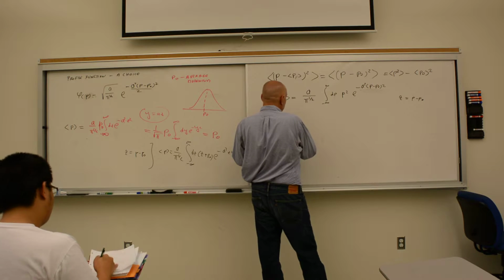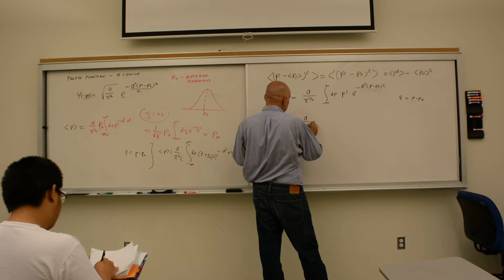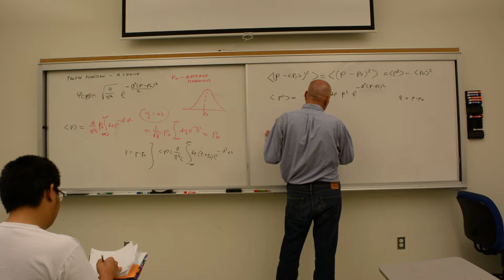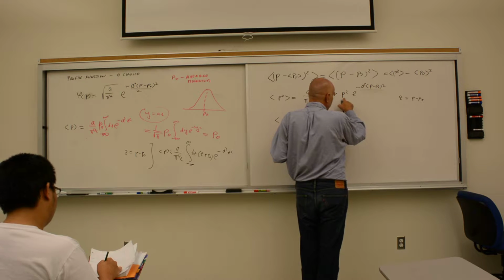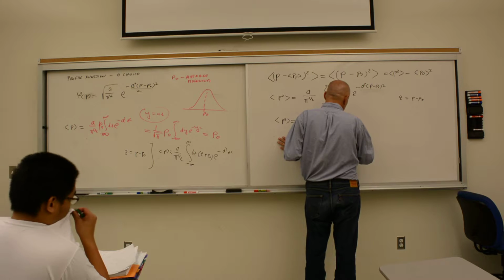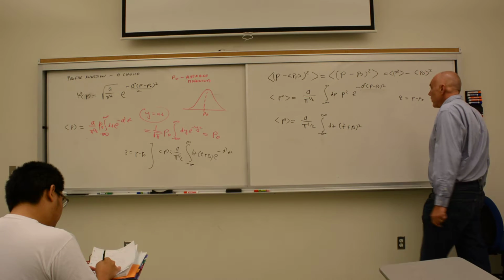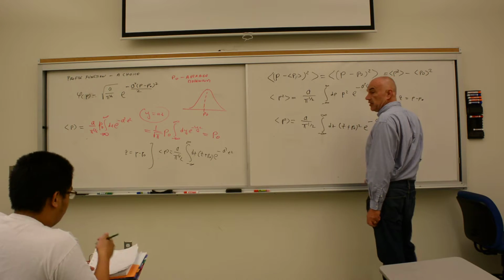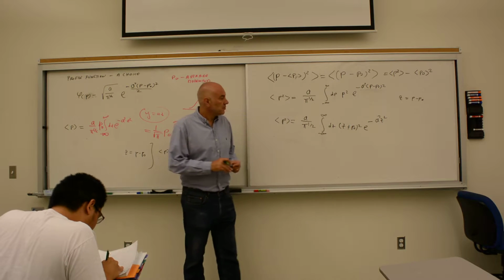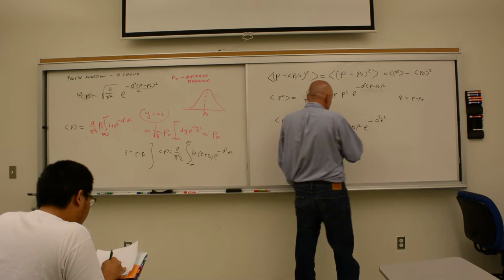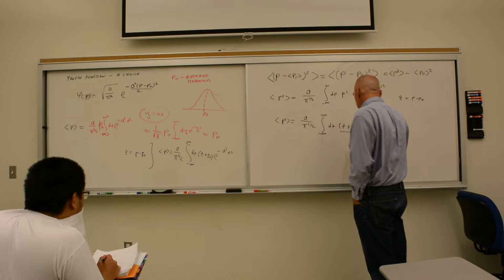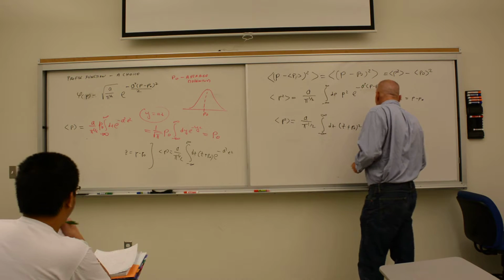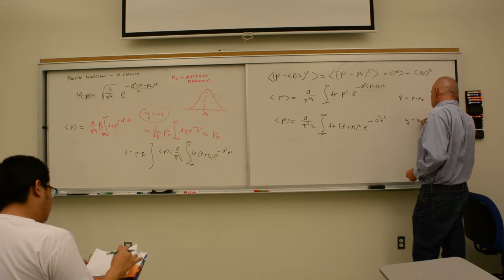So p squared in this calculation becomes a over pi to 1/2, integration from minus infinity to plus infinity dz. Instead of p, we will have (z plus p0) squared, e to the minus a squared z squared. And then we expand this. Well, actually, before I expand it, let me change this to variable y, which is az.